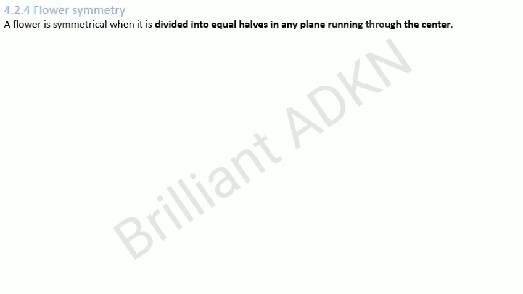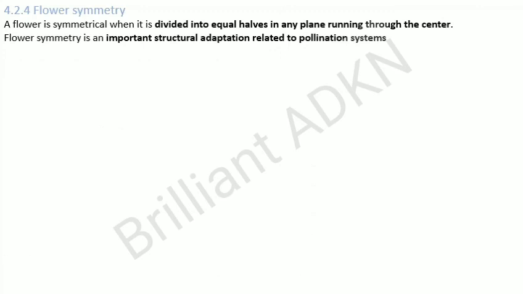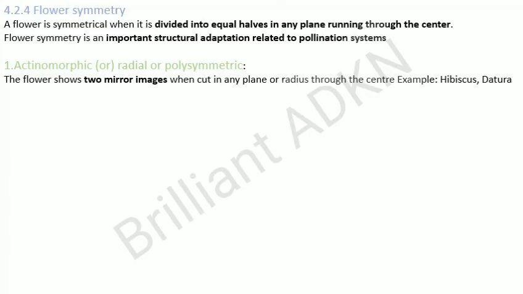Now we are going to see the flower symmetry. A flower is symmetrical when it is divided into equal halves in any plane running through the center. Flower symmetry is an important structural adaptation related to the pollination system. Under that, they are divided into actinomorphic or radial or polysymmetric. Poly means many. We can divide the flower into many equal halves. The flower shows two mirror images when cut in any plane or radius through the center.